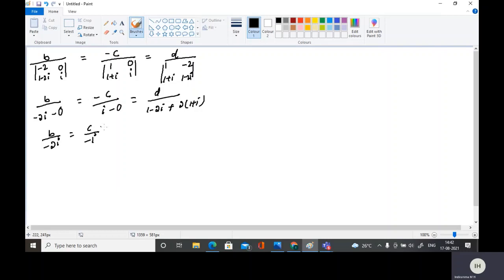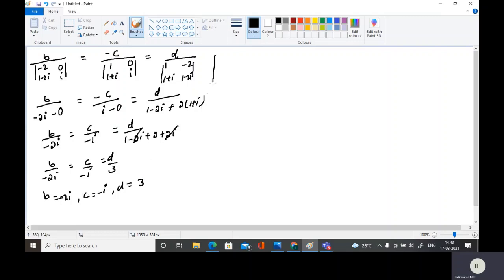We can take that minus to the denominator. d by 1 - 2i + 2i + 2 + 2i. Plus 2i minus 2i cancelled. 1 plus 2 is 3. So that is b by -2i is equal to c by -i is equal to d by 1 plus 2 is 3. Therefore, b is equal to -2i, c is equal to -i and d equal to 3.